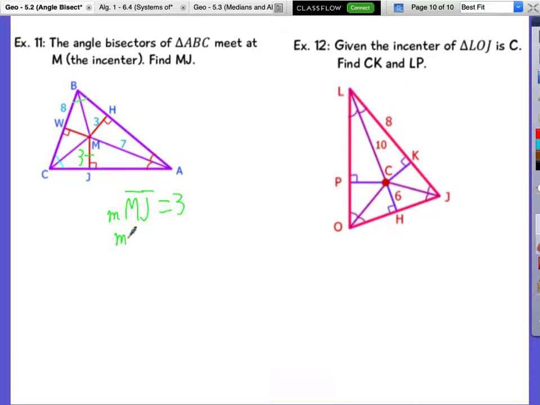Bonus question, what's going to be the measure of MW? 3. How do we know? Because the length to all the sides is equidistant. We didn't need to find MW, it was a bonus question for us.